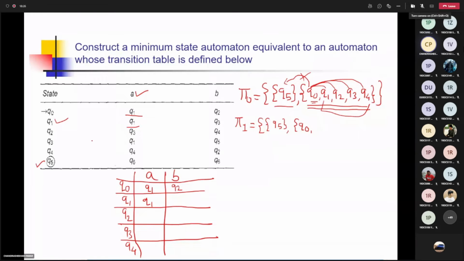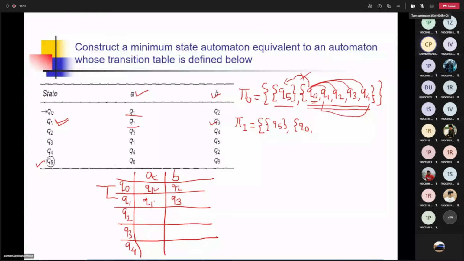Again Q1 with input B, transition is Q3. Here we write down Q3. Now we need to check the equivalence of Q0 with the Q1. So we need to check that Q0 with input A, there is a transition towards Q1. Again Q1 with input A, there is a transition towards Q1.